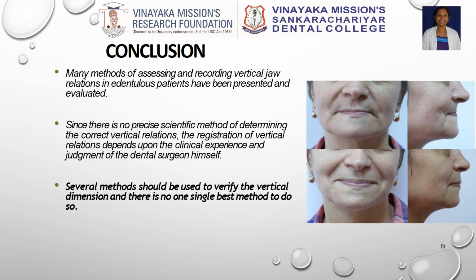As we have seen the effects of decreased and increased vertical dimension, it is our duty to look after our geriatric patient who has to be rehabilitated with a complete denture. So there is no single method to determine the vertical dimension, and we have to use repeated and many methods to assess the vertical dimension at occlusion and rest for an edentulous patient.